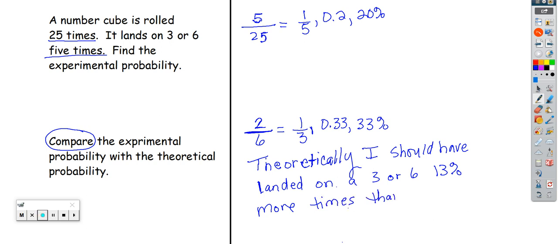A lot of different ways to write the comparison, but that, then I did, I should say experimentally, right? So when it asks you to compare, you want to make a little statement there about the math that you found.